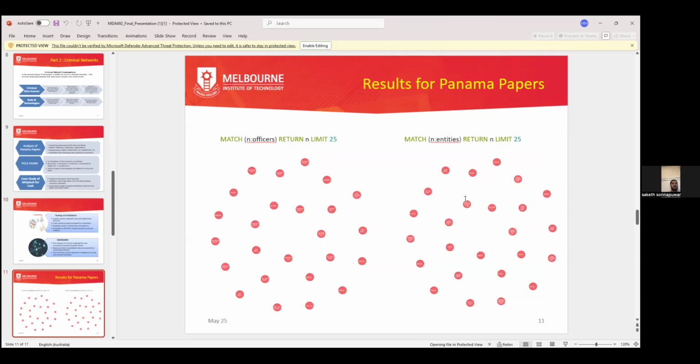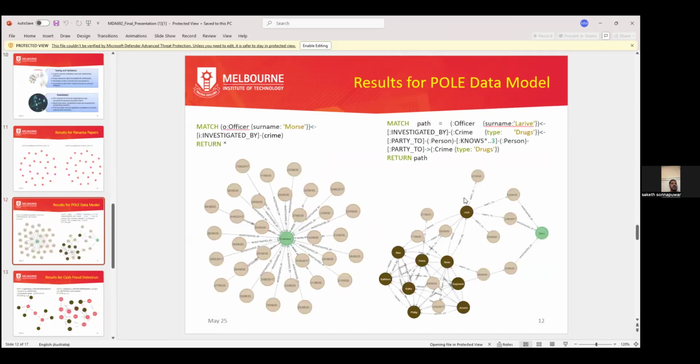Coming to the POL data model. In this part, we applied the POL model, which stands for person, object, location, and event, using Neo4j. We ran queries to explore police investigations. For example, we looked at how one person was connected to drug crimes through social media. This showed how graph analysis can uncover hidden connections between suspects and criminal events that are not obvious in traditional databases.